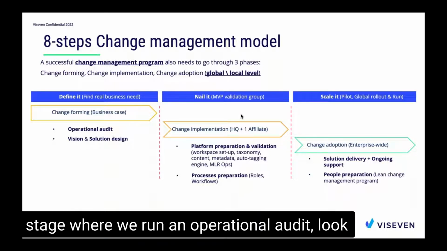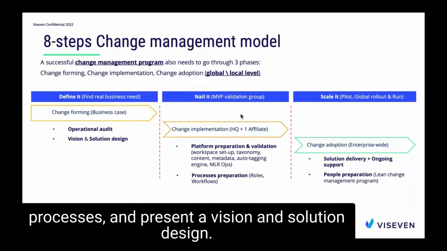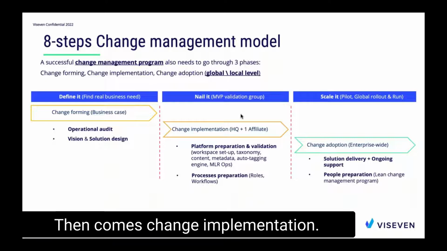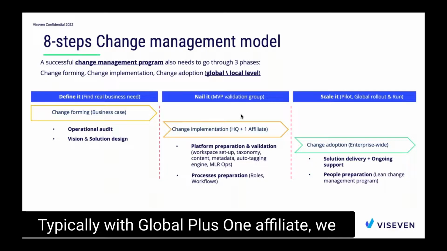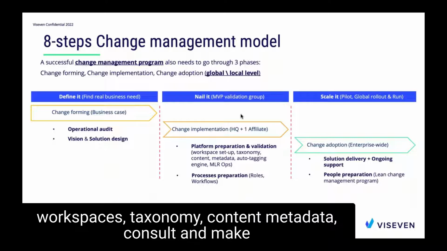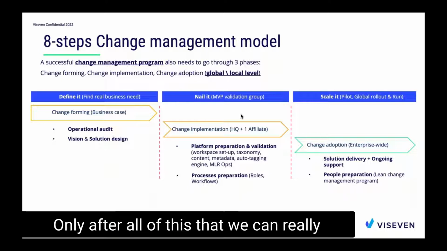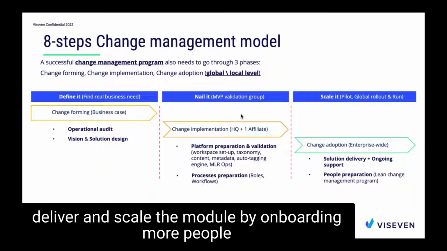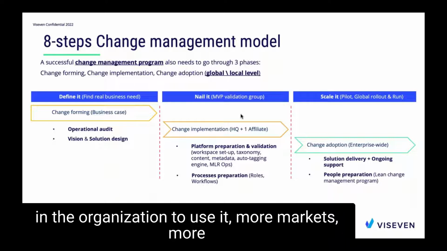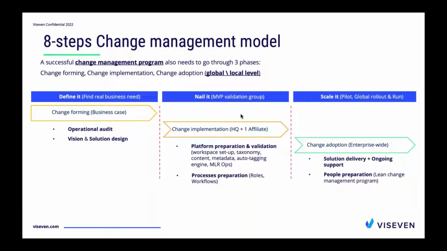From definition stage, where we run an operational audit, look at where we can improve in content-related processes, and present a vision and solution design. Then comes change implementation. Typically with Global Plus, one affiliate, we prepare and validate the platform, set up workspaces, taxonomy, content, metadata, consult, and make sure everyone is comfortable with the process. Only after all of this can we really deliver and scale the module by onboarding more people in the organization to use it. More markets, more affiliates as a customer orders it.